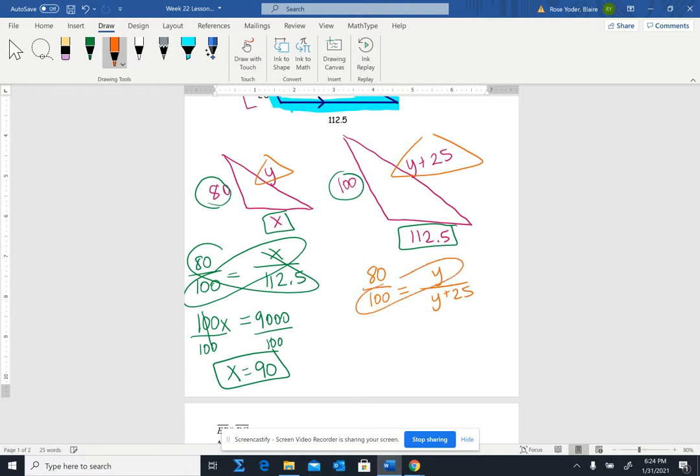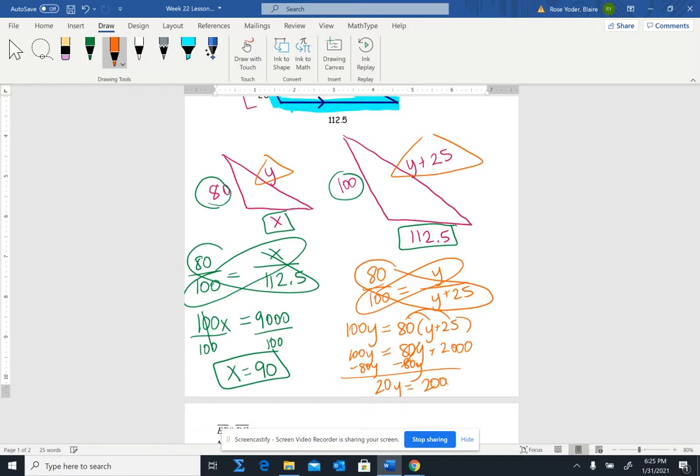And then this is like last week where we have to do the distributive property. So the 100y part is straightforward. But this side with the 80, I have to do 80 parentheses y plus 25, which is actually 80y plus 80 times 25, which is 2,000. All right, then we'll do a quick solving. Minus 80y on both sides. I'm running out of room here. 20y equals 2,000. So if I divide, I get y equals 100.